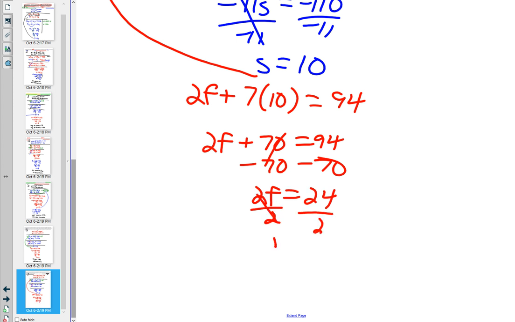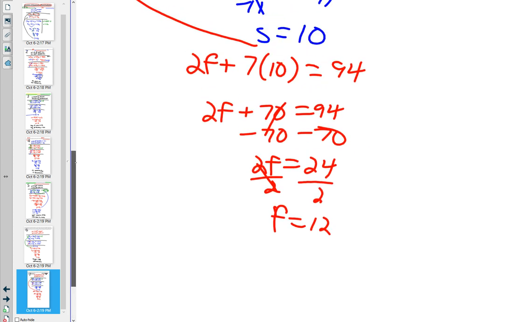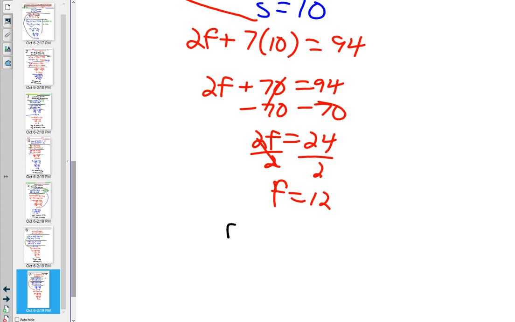So how much does a French silk cheesecake cost? $12. So French silk is $12, and then strawberry costs $10.